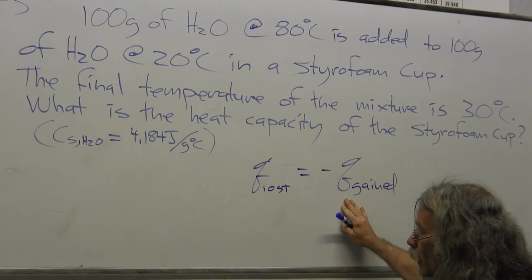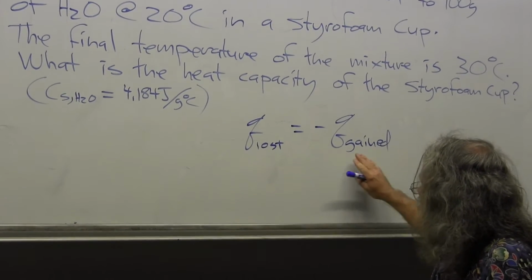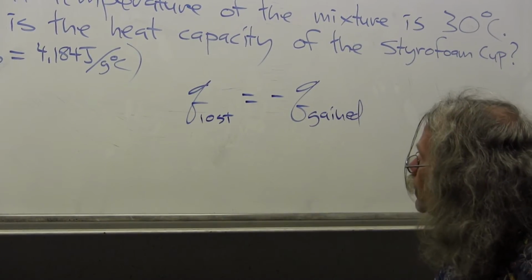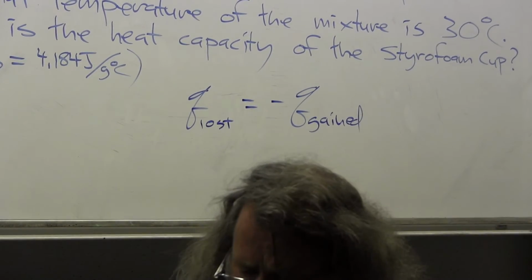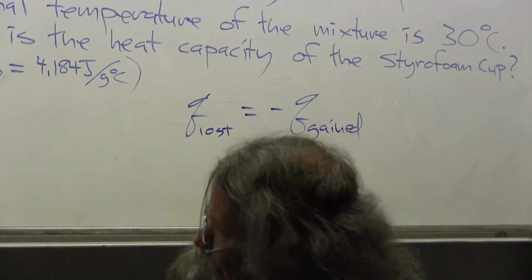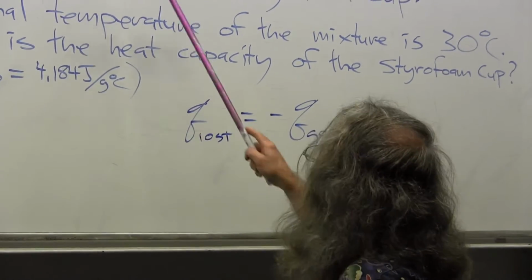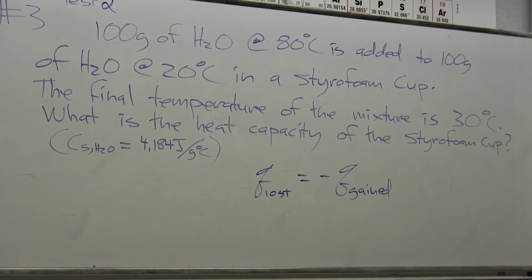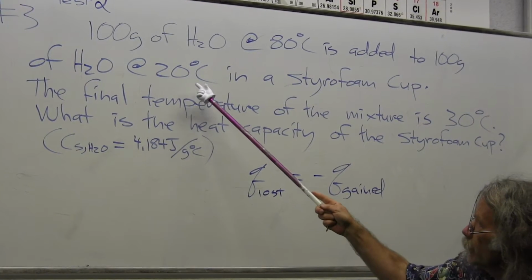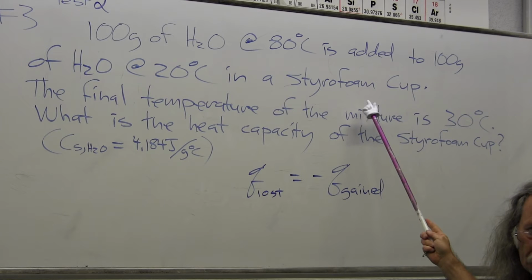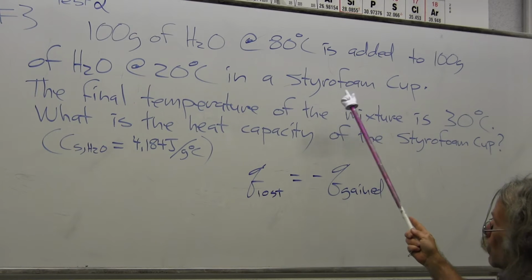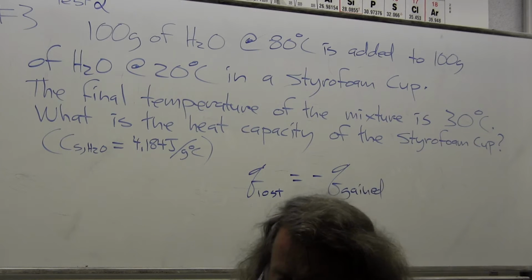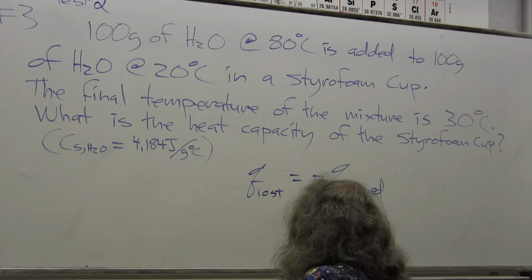So we need to just simply identify the hot body and the cold body and then express everything in those terms. Now, the hot body is the 80-degree water, and the cold body consists of the 20-degree water and the styrofoam cup, because the styrofoam cup contains water at 20 degrees and 80-degree water is added to it. And so we start with that.